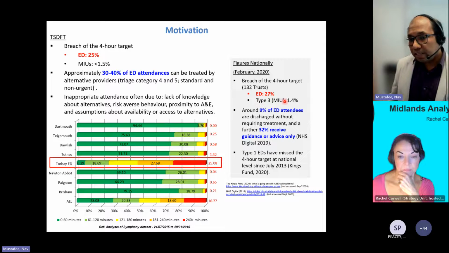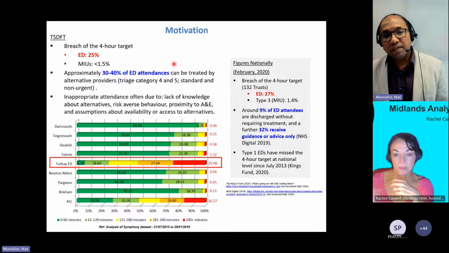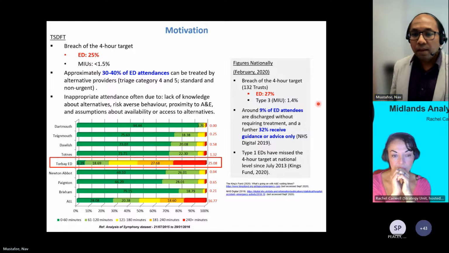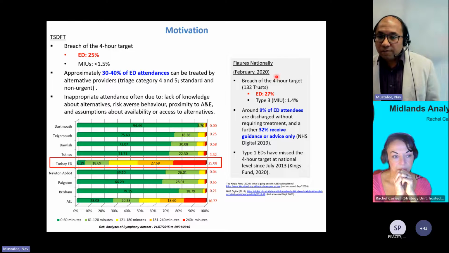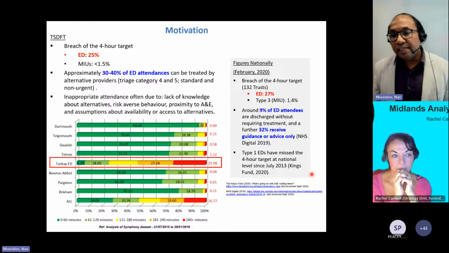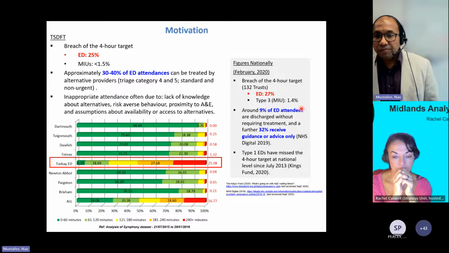For type 3 A&E, which are MIUs, the breach rate is 1.4%, which is similar to what we had. And on top, the national data sets are coming from NHS Digital. We also found that 9% of ED attendances are discharged without requiring treatment, and around 32% receive only guidance. So around 40% of the people will not need to be in ED.